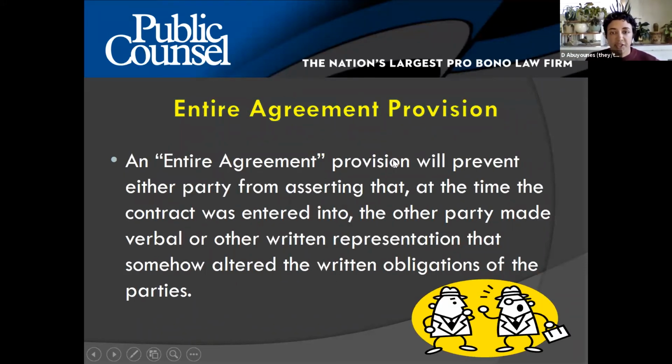An entire agreement provision will prevent either party from asserting that at the time the contract was entered into, the other party made verbal or other written representation that somehow altered the written obligations of the parties. In other words, it means that the contract that was signed by the parents and provider constitutes the entire agreement. Everything you agree to is right there, written down in your contract, and anything that you might have said or written otherwise doesn't apply, but what's in the contract applies. You want to make sure that this provision is in there so that if there are any misunderstandings or they thought that you said something else another time, you can refer to the contract as the full agreement that you've made with them.